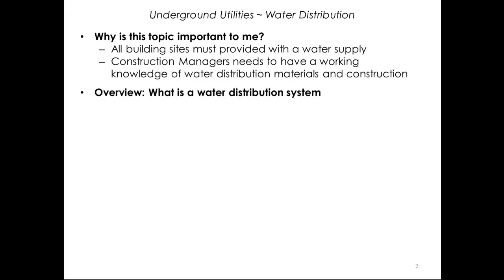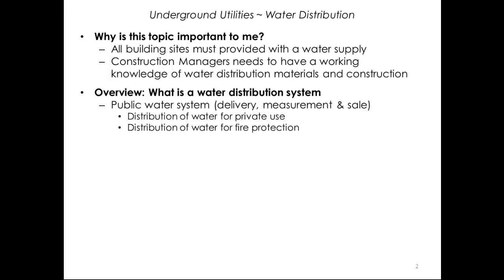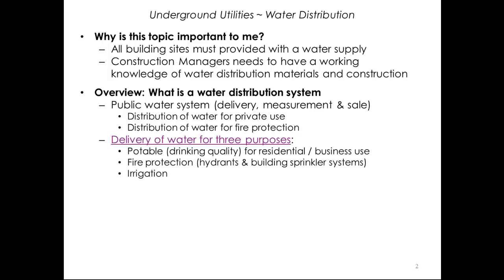One way to define a public water distribution system is that it is an underground system for the delivery, measurement, and sale of water for private use. In addition to private use, water distribution systems also provide water for fire protection. Let's take a look at how this water gets from the public water mains to the building.